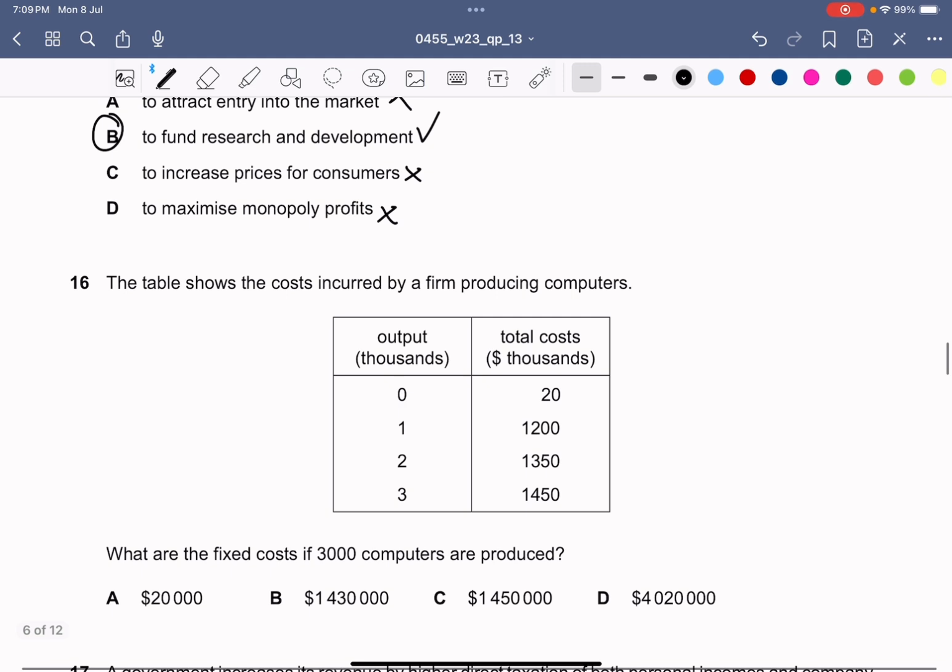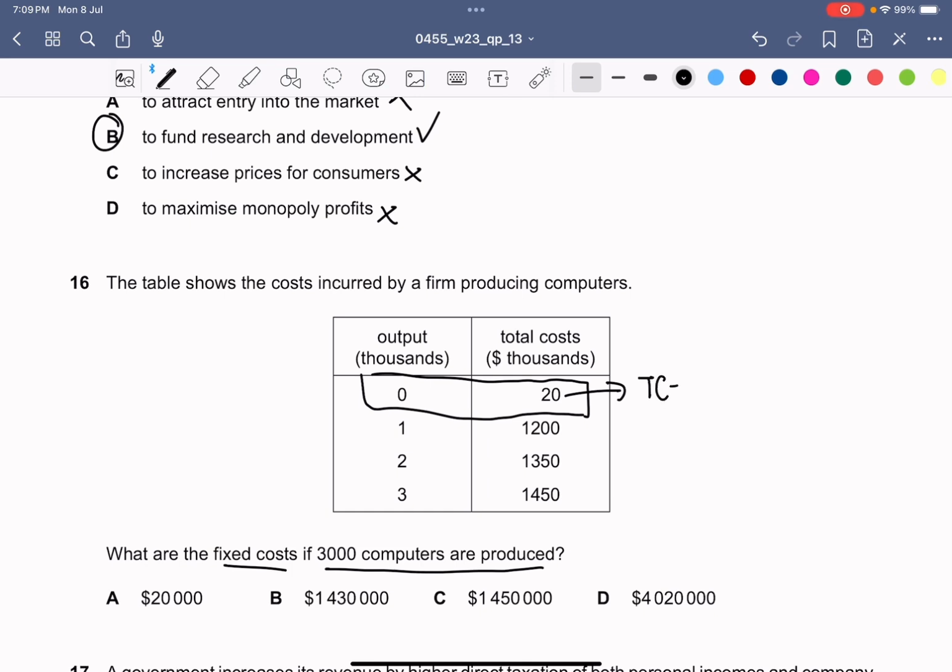Question 16. The table shows the costs incurred by a firm producing computers. What are the fixed costs if 3,000 computers are produced? So, fixed cost is a cost that needs to be paid regardless of how much output you produce. So this means that even if your output is 0, you still need to pay the cost. So this gives a big hint. You just look for the 0 output. So at output 0 there's no variable cost, so the total cost is equal to the fixed cost, which is 20,000. So the answer is A.